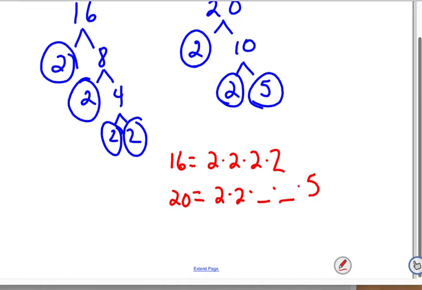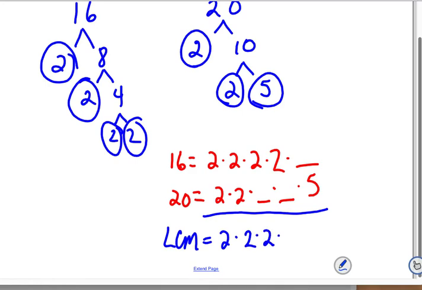Now, I have my rows and I have my columns. Okay? Do I have a 5 in 16? So I can leave it like that, right? All right, now then, when we did the greatest common factor, we looked for full columns, right? Here, we bring one from every column for the LCM. I bring one from every column, and that's how I figure it out. So my LCM equals 2 times 2 times 2 times 2 times 5.